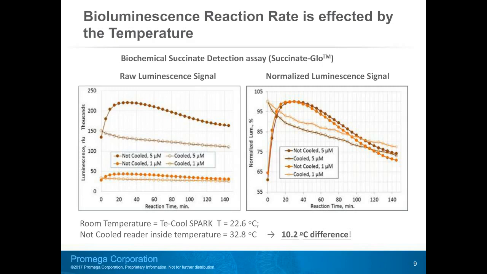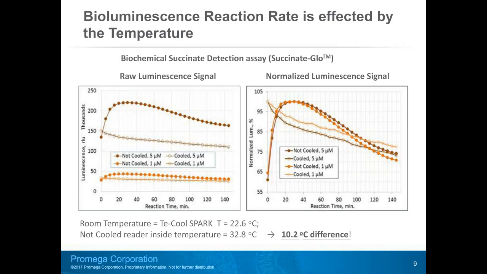Now let's start with the example of bioluminescence reaction signal variations. This is the bioluminescence Succinate-Glo assay, for which temperature has one of the largest effects on the reaction signal. Data points indicated by the filled circles were obtained on the not cooled reader, and data points indicated by the open circles were obtained on the T-cool Spark reader.